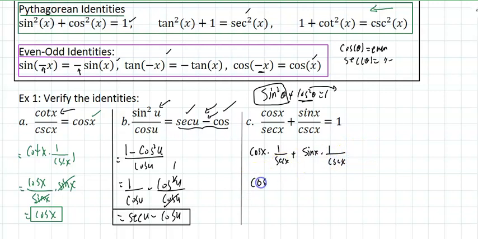So this is cosine of x, and this right here is cosine of x. This is sine of x, and we know 1 over cosecant from the reciprocal identity up there is the sine of x. So you can only work with one side. This is cosine squared of x plus sine squared of x, and we know cosine squared plus sine squared is a 1. It's right there.